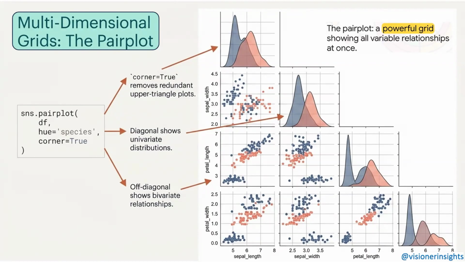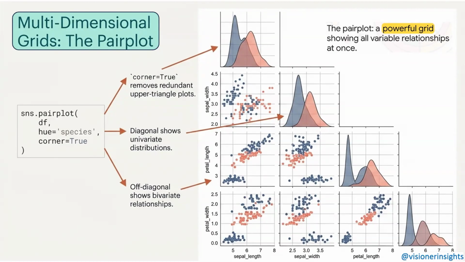Those plots show you the distribution, or the shape of each individual variable. Now look at all the other squares. Each one is a scatter plot, showing the relationship between a pair of variables. And here's a little pro tip. See that corner equals true trick? It's awesome. It just cleans up the whole chart by getting rid of the redundant mirror image half.